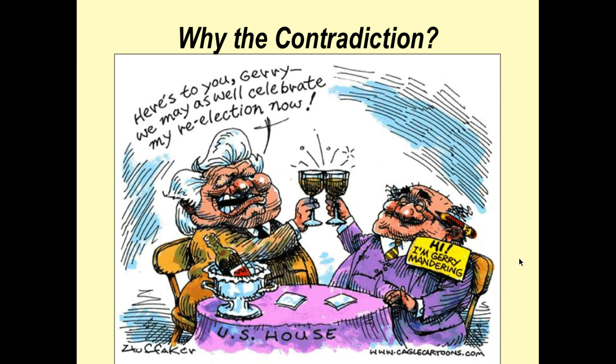High re-election, low approval. Guess what? It's all because of gerrymandering. And as you can see in this political cartoon here, "Here's to you, Jerry. We may as well celebrate my re-election now." And that's really the reason. We have this contradiction because the way the states create districts, in most states, not all states, they do it in a way that almost makes it a guarantee that an incumbent or a specific political party, usually an incumbent seat, will win re-election. And that's what we're going to focus on today.